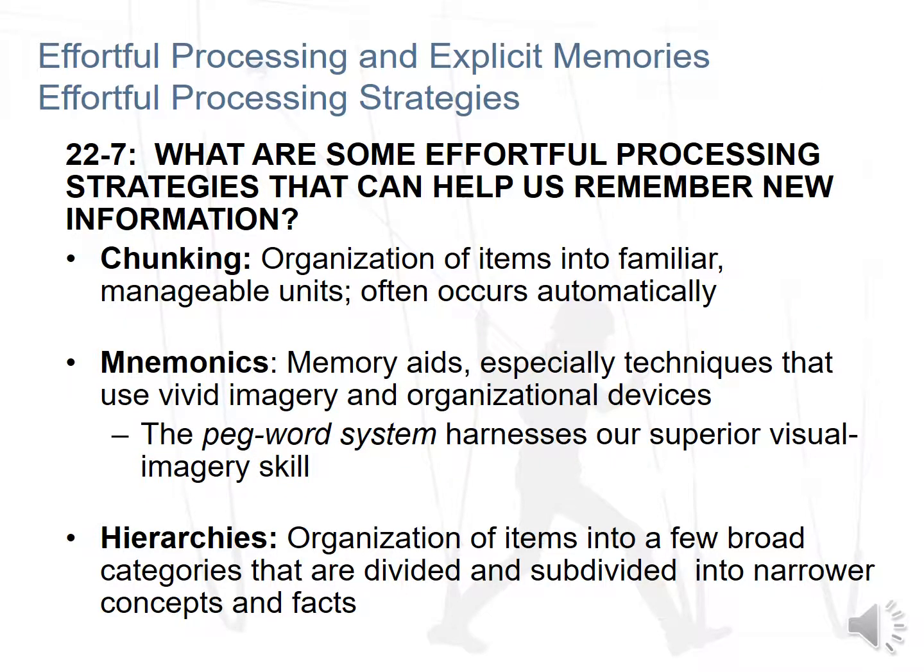What are some effortful processing strategies that can help us remember new information? Chunking is organizing items into familiar, manageable units. This often occurs automatically. Mnemonics are memory aids, especially techniques that use vivid imagery or organizational devices. The peg-word system harnesses our superior visual imagery skill. An example of a mnemonic device might be to use the word FACE, F-A-C-E, which would help you to remember notes on a musical staff.